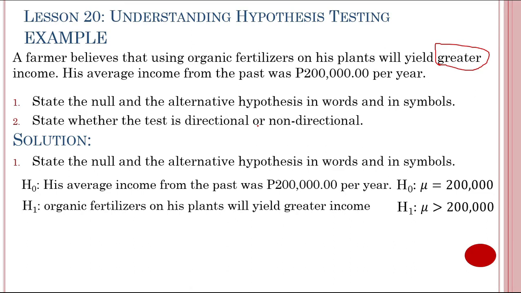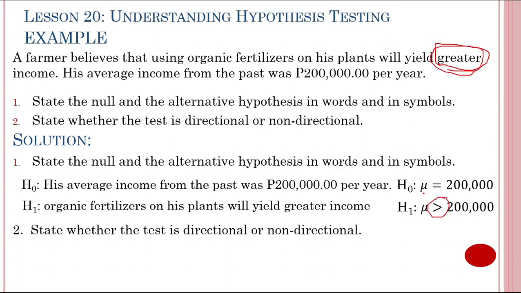Okay, good. Now, nakuha na natin yung null hypothesis and the alternative hypothesis. So, ano na lang ang kulang? Ang kulang na lang natin ay kung directional or non-directional. But, remember, we have this word and this symbol. Therefore, we can say that it is a directional and it is right-tailed. Kuha ba? Okay, good. Kuha.